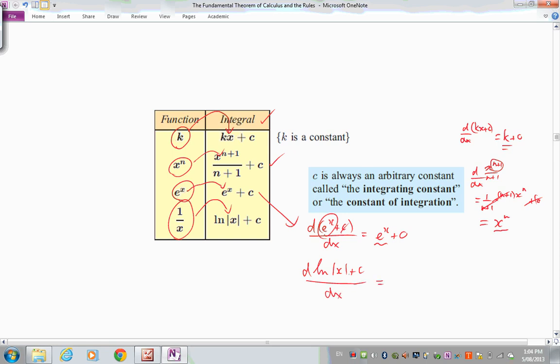The derivative of ln x is 1 on x. The derivative of c is 0. Just notice we put this modulus sign, or absolute value sign, in, reminding ourselves you can't find the log of a negative number. That function's only defined if you take the absolute value, or modulus, of x. So they are our easy starting tools.